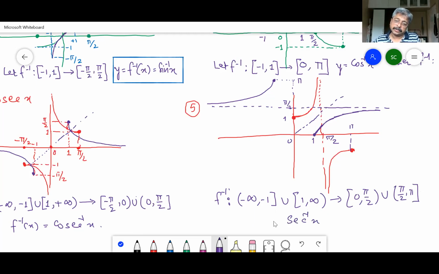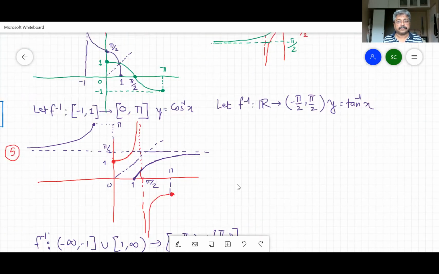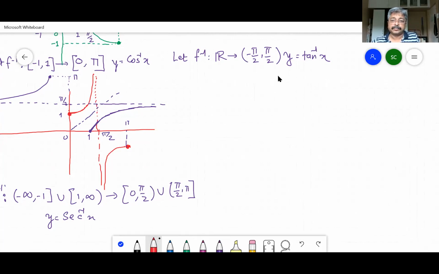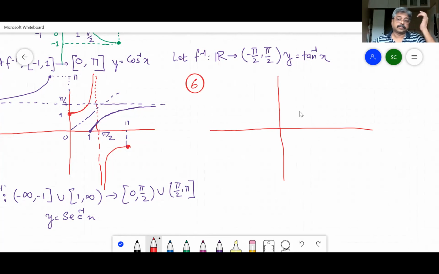Sec inverse x. And the last graph is cot, which is again 0 to pi. This is pi by 2, 0, reflect it.